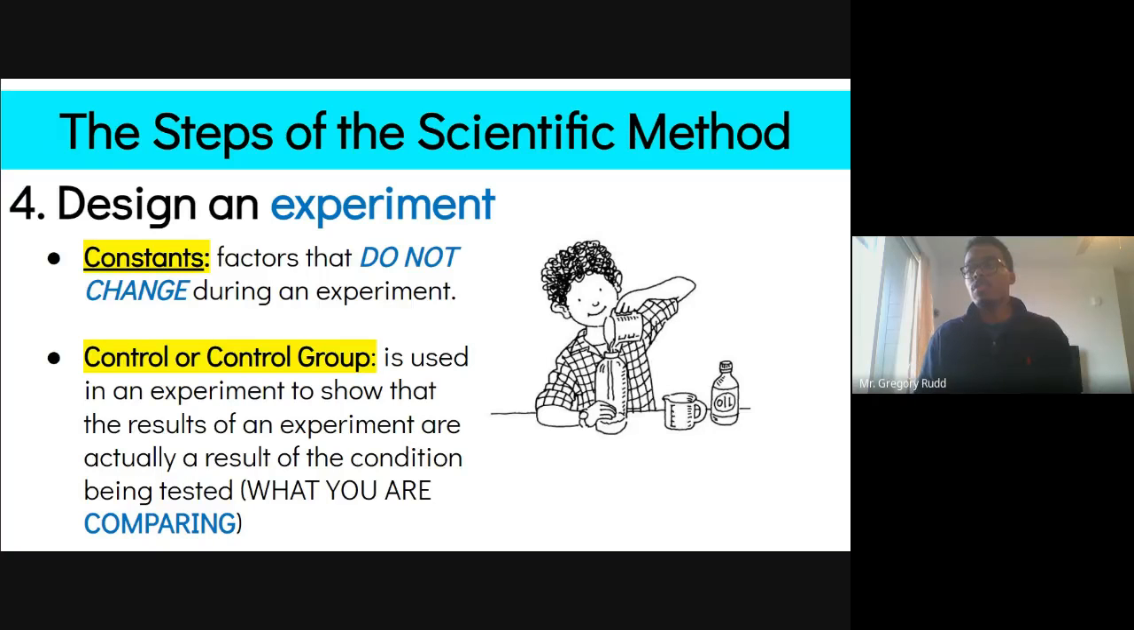So you need that control group to say, without there being any manipulation, without me even using the variable at all, I didn't even give them the steroid, this is what the baseline is. And then I can compare that to what happens when I do manipulate, when I do give the steroid. Okay, so that's what the control group is. It establishes a baseline. Hopefully that made sense. But that was a good question.